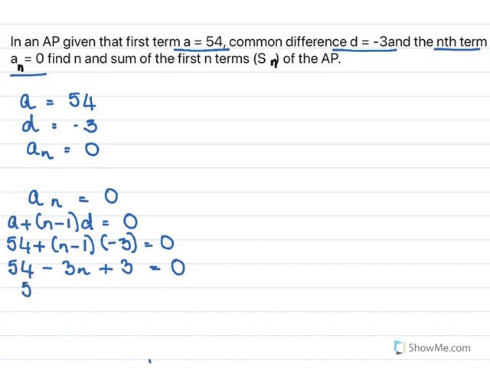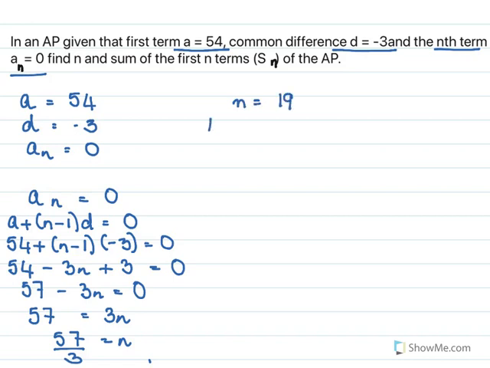54 plus 3 is 57. So 57 minus 3n equal to 0. So 57 equal to 3n and n equal to 57 over 3. So we have n equal to 19. So there are 19 terms.